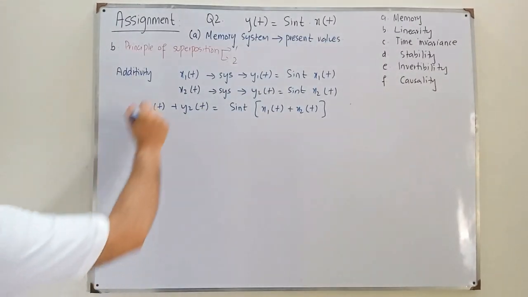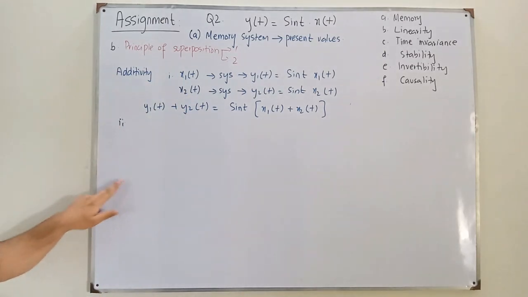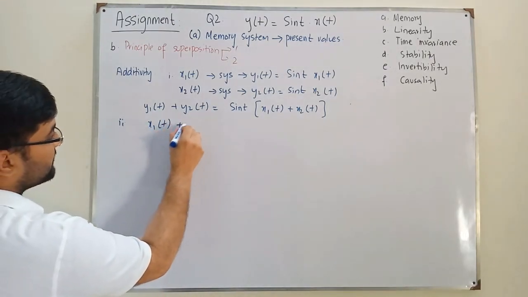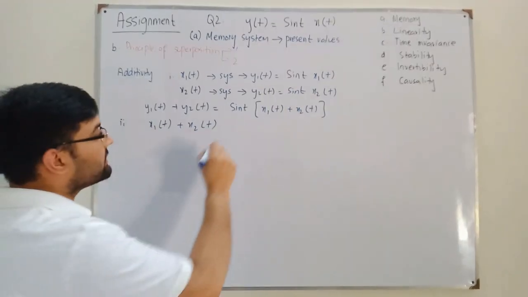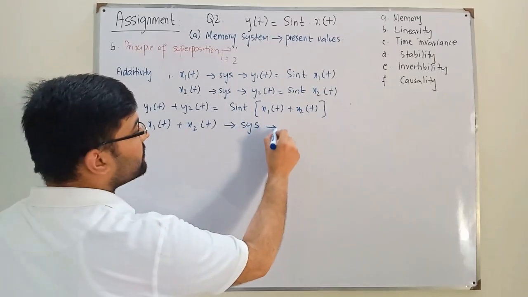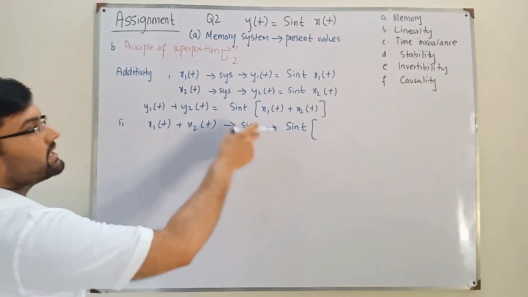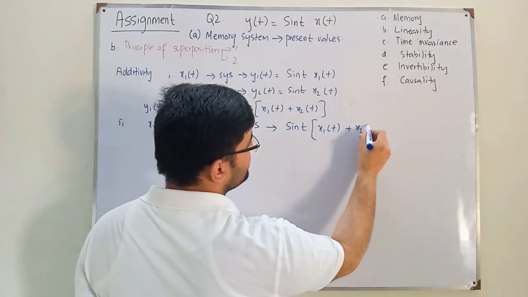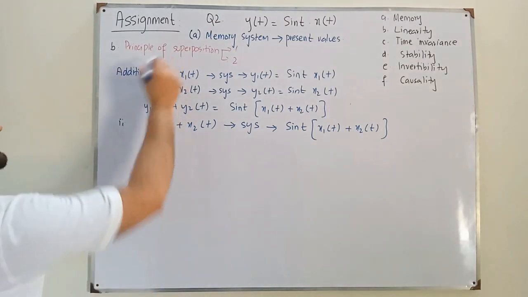This was part 1. Part 2 is that you first add the inputs. So let's say I have x1 of t plus x2 of t. Now you have added the inputs, you give it to the system. This is the same system. What does the system do? It multiplies sine of t with the input, and the input is x1 of t plus x2 of t. So the additivity property has been satisfied.